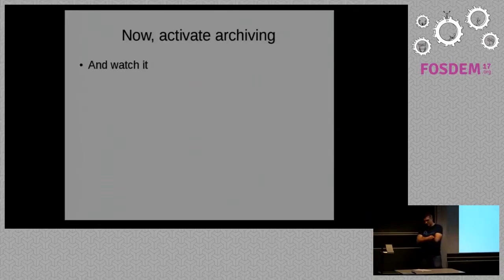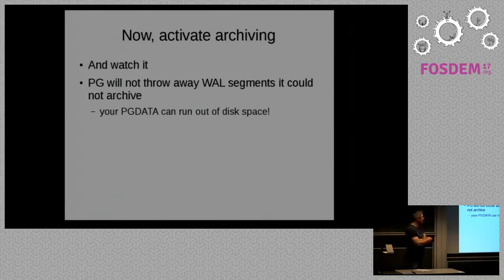Now go and activate your archiving. Activate your Barman, cron job, whatever. Remove the exit 0 and watch it. Make sure that you really, really write your WAL segments to the archive. pg_switch_xlog is a function that you can call, and it will start a new WAL segment and archive the old one. So you can check if it works.